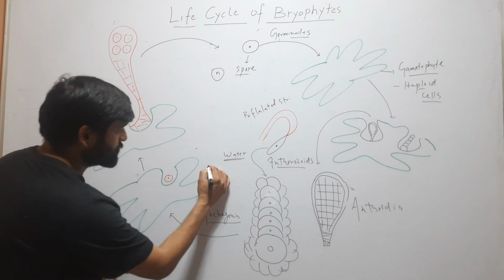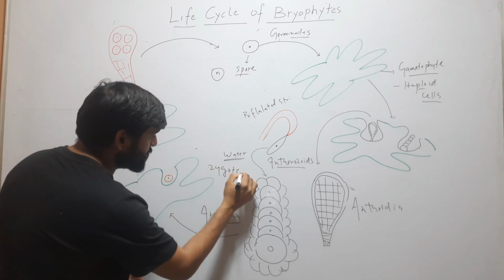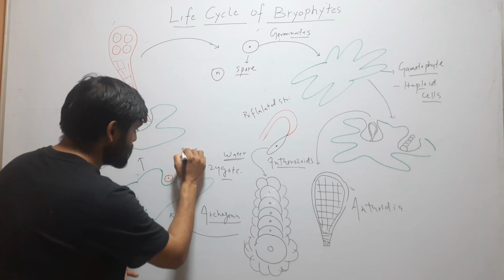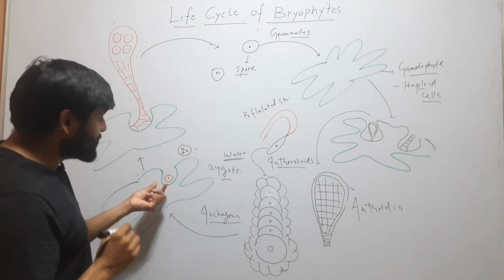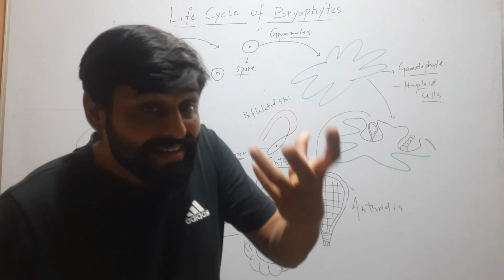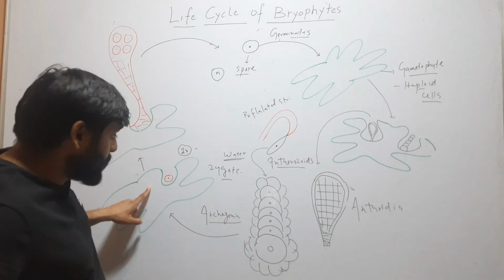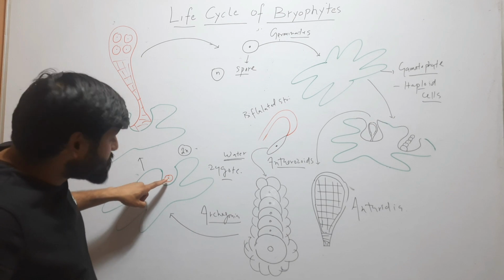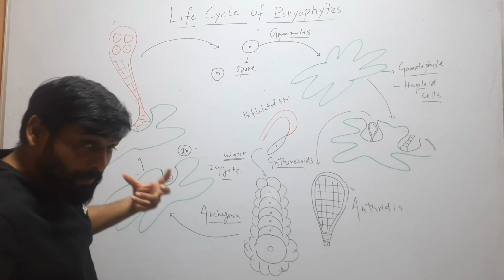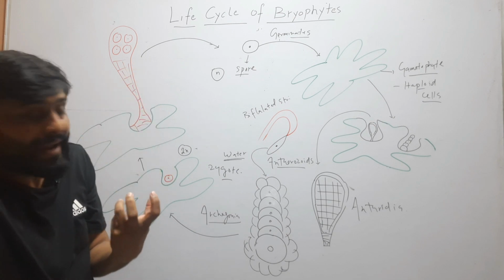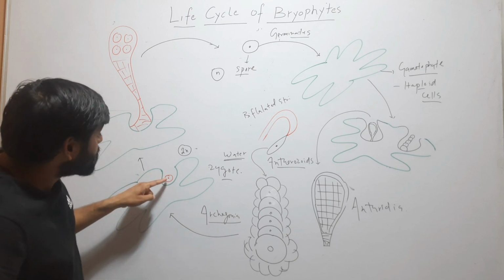So this is the zygote. Here the zygote is a 2N structure. This is a diploid structure. This zygote is then retained by this gametophyte. This gametophyte is the haploid body, and this is the diploid cell. So this zygote is a diploid cell, and this diploid cell is retained by this thallus, and it will germinate here.